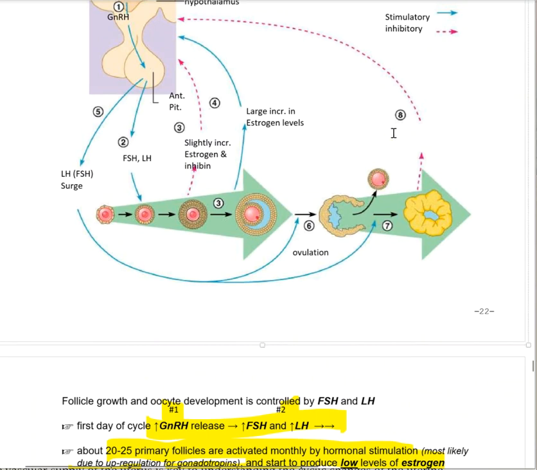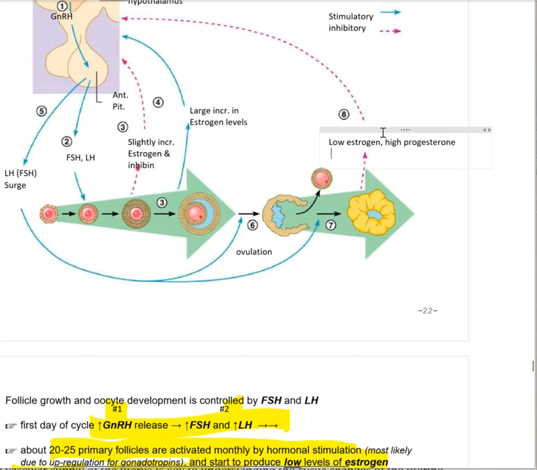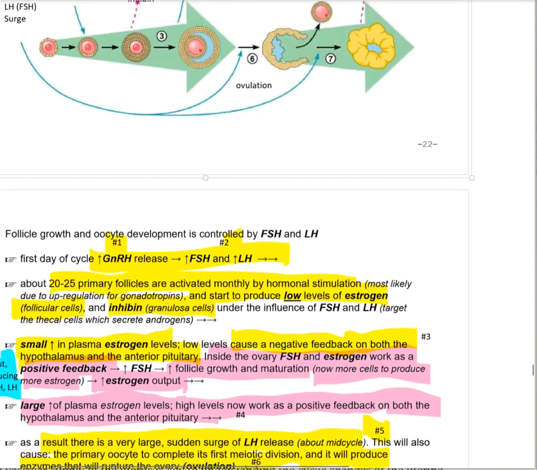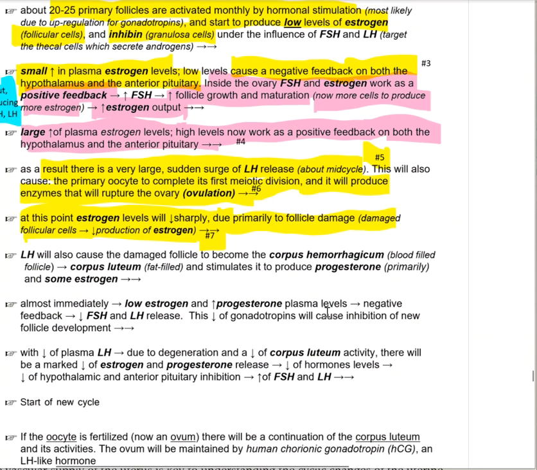So now we have low estrogen, but we have relatively high progesterone. We'll talk about why in a second. And we have still relatively high inhibin, and we'll get to why in a second there. So 7 is we're going to reduce our estrogen levels.